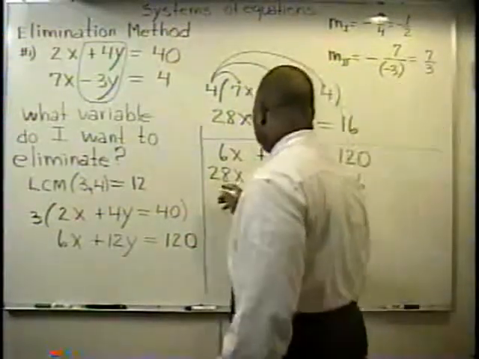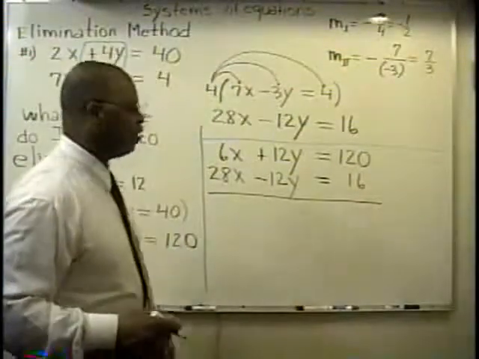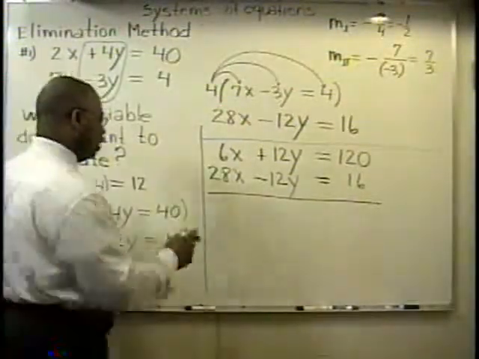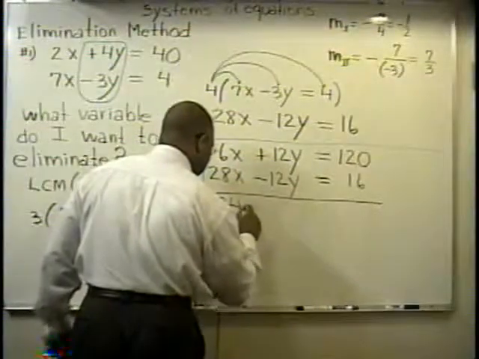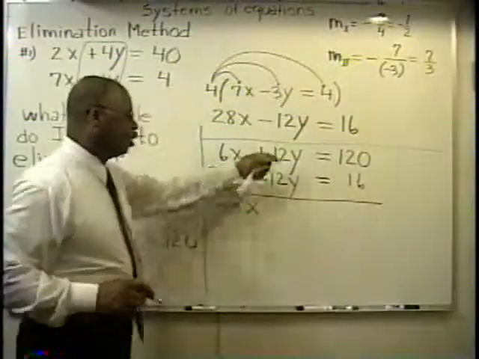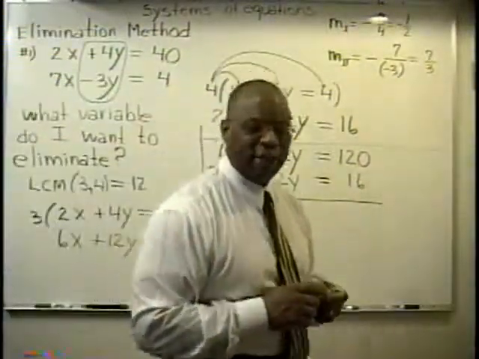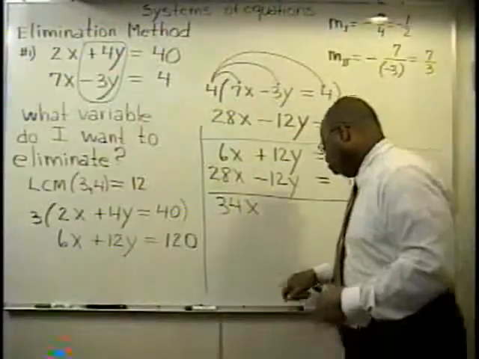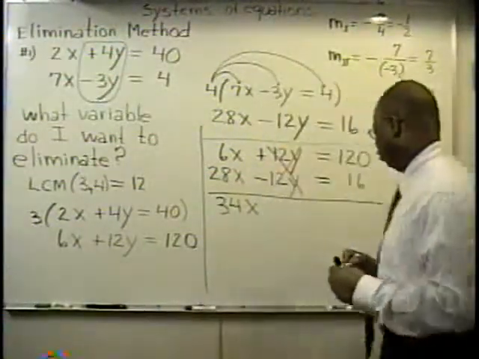So, let's take a look. Now I'm going to just simply combine. Whatever I have, I combine. They're of like sign. 6 plus 28, that's 34x. These two terms are additive inverses. By the cancellation property, they cancel one another. We get 0.